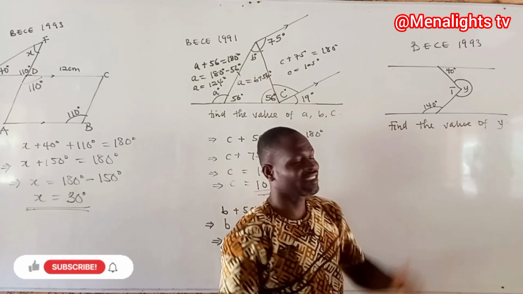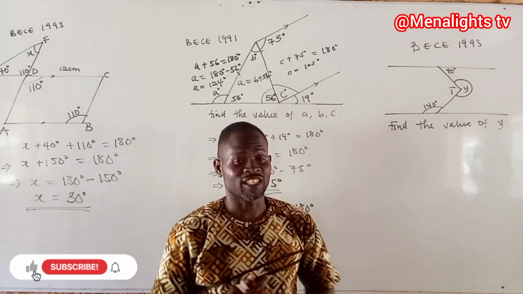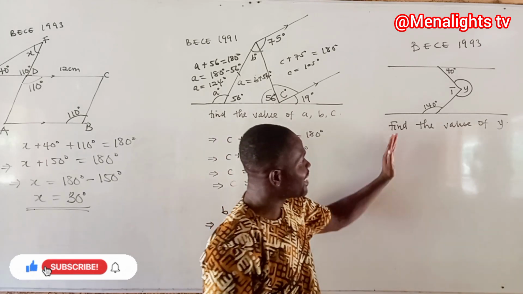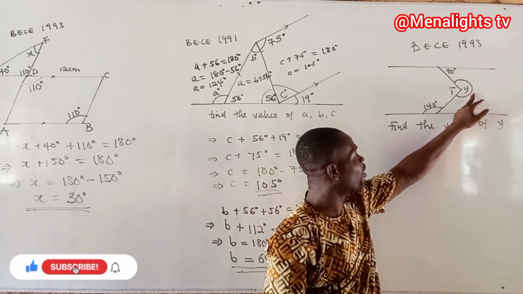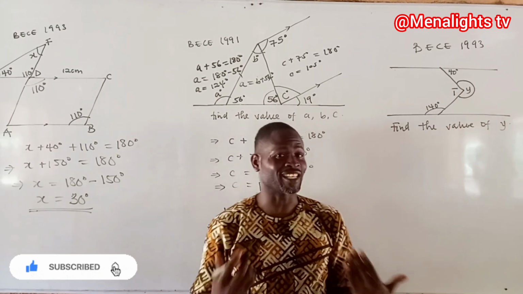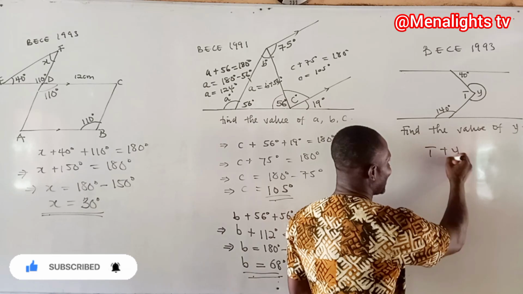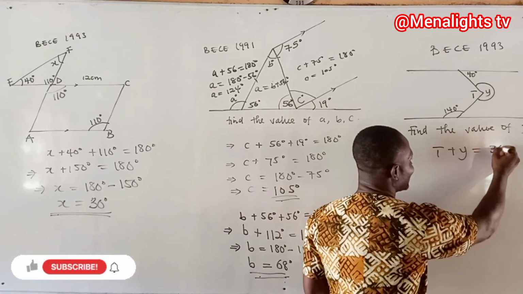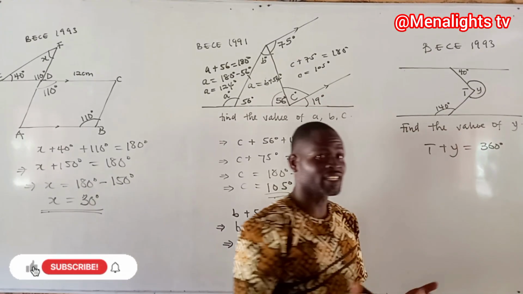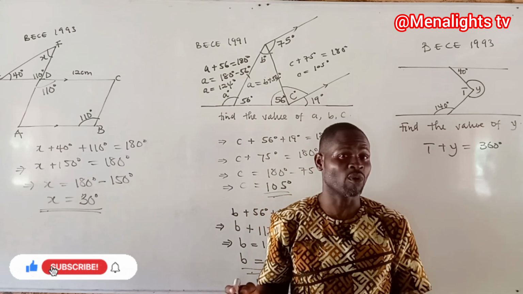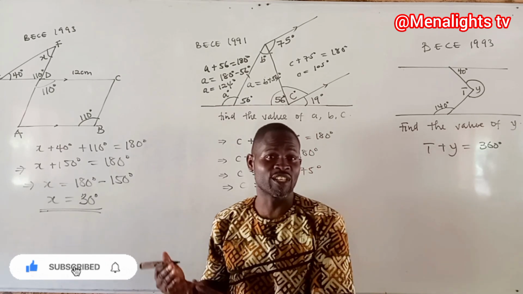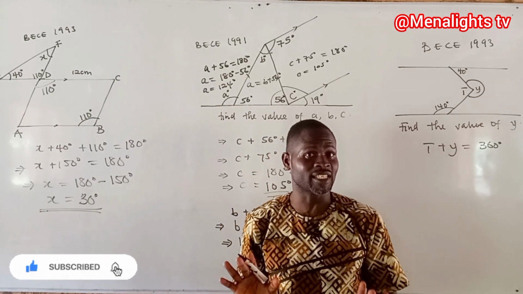So we come to the third diagram, a 1993 B.C. question. Here you have to find the value of y, or the value of the angle at y. So we know that t plus y is equal to 360 degrees. The reason is they are angles at a point. So the sum of angles at a point is equal to 360 degrees.